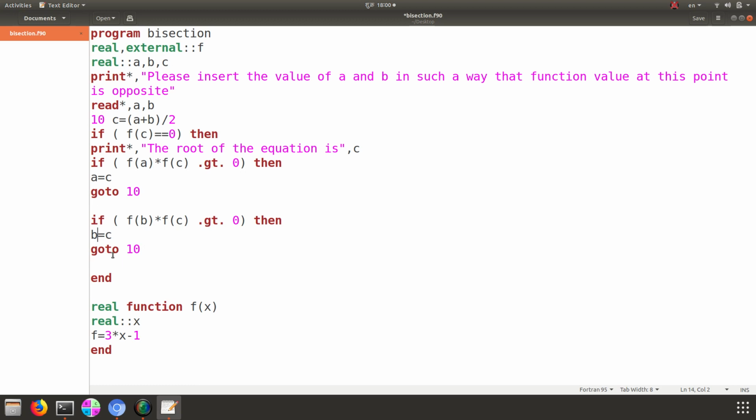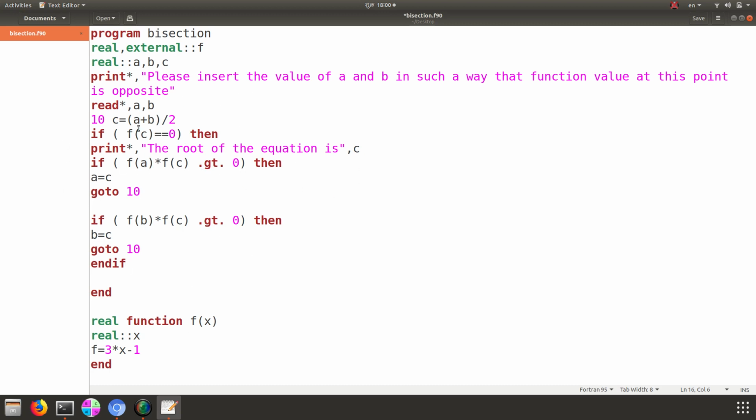For that, again after computing this, we need to go to here. Okay, that's why I inserted go to 10. So this process happens unless f of c equals 0. So this is the programming, and I have used if. So to complete if, we need to have end if. So this is simply one type of program.